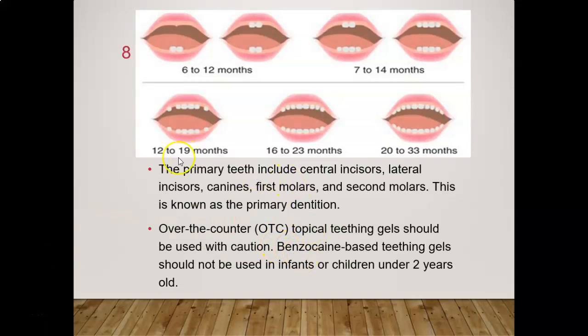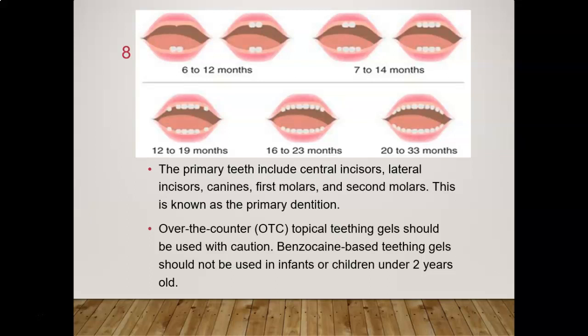So here's a picture of the overall eruption pattern. At 6 to 12 months, they get their little baby mandibular incisors first, then maxillary, then the laterals, then the maxillary laterals, then they get the little baby molars, and then the canines, and then the second set of molars. The primary teeth include centrals, laterals, canines, first molars, second molars. This is known as the primary dentition.